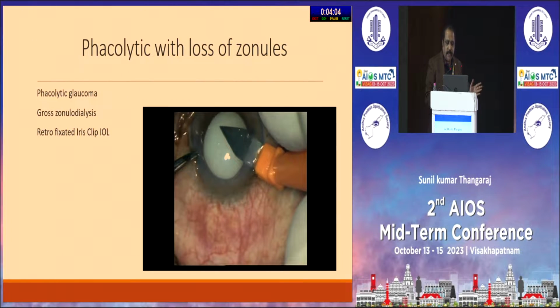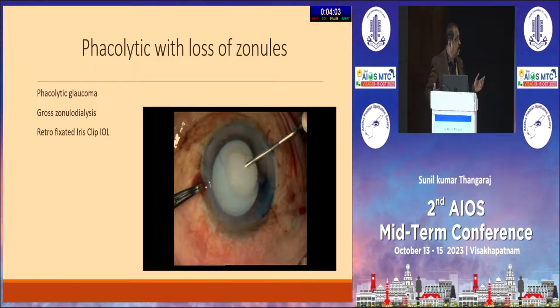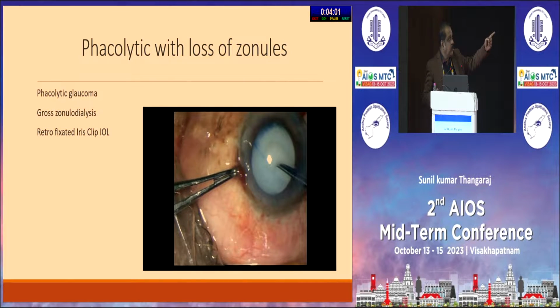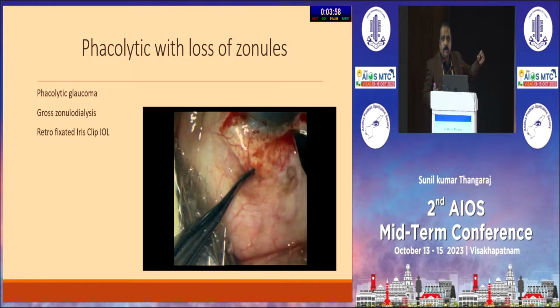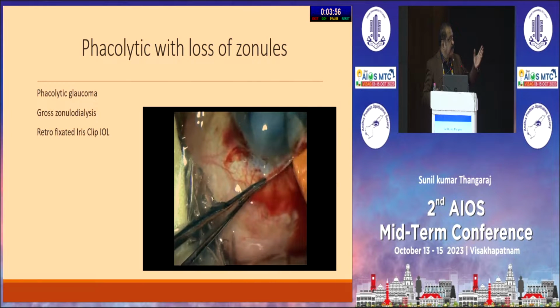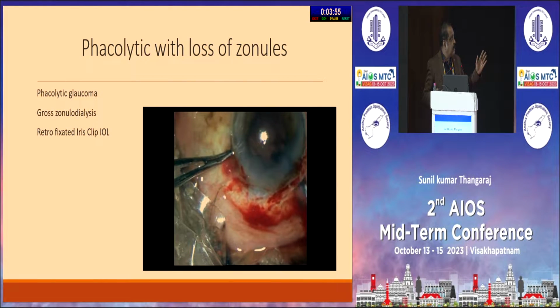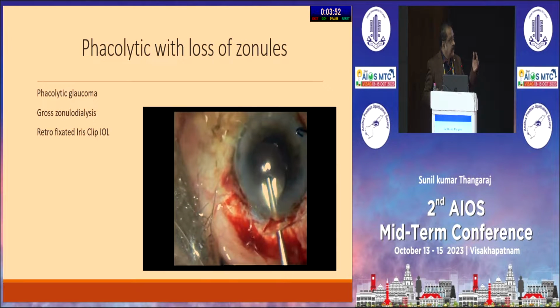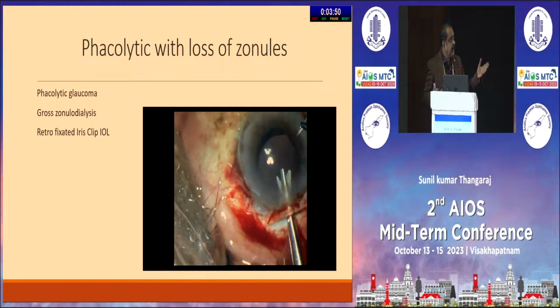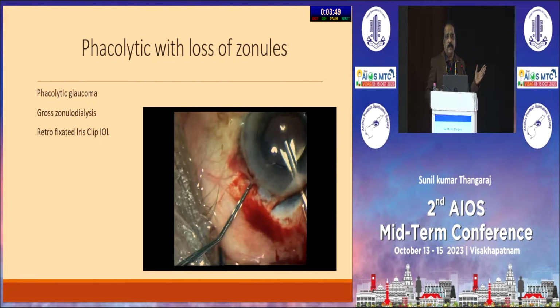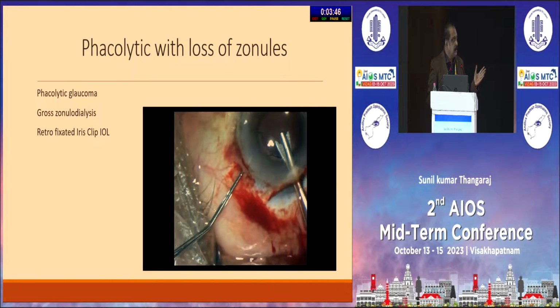Now coming to the second example, this is a phacolytic glaucoma. Severe loss, you can see. I'm trying to do the rhexis and the whole bag is coming with me. I tried my best. Finally, I just opted to take out the lens and the bag, and I put a retro-fixed iris clip-on lens.